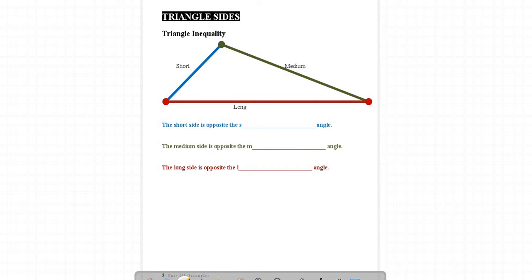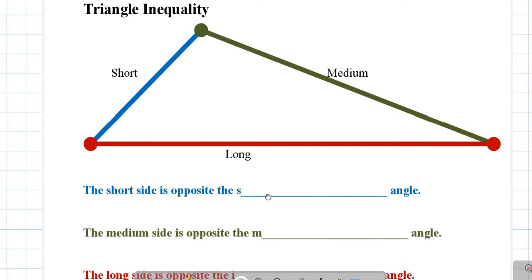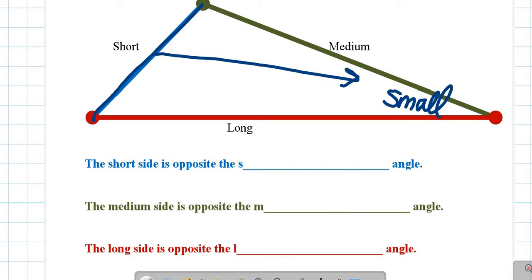Now I'm going to talk about something that's very simple but very important. This is called the triangle inequality theorem. It's just a really simple idea. The shortest side of a triangle is opposite the small angle of a triangle. Do you see that's the small angle of these three angles? So the shortest side is across the smallest angle.